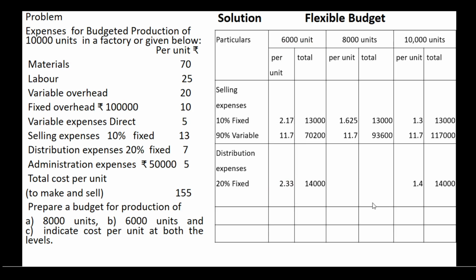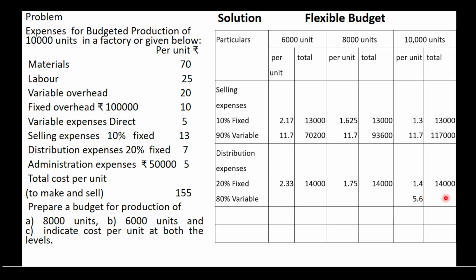And the next, in the 8,000 unit, the amount is also the same, that is the 14,000 rupees. So 14,000 divided by 8,000. So now the cost per unit is 1.75. And the next, the 20% are fixed, the remaining 80% are variable. The 80% variable is calculated as the total cost per unit for the distribution expenses is 7 rupees. So 7 into 80 divided by 100. So now the cost per unit is 5.6 under the 10,000 unit.